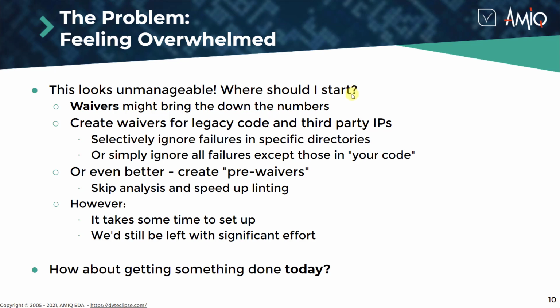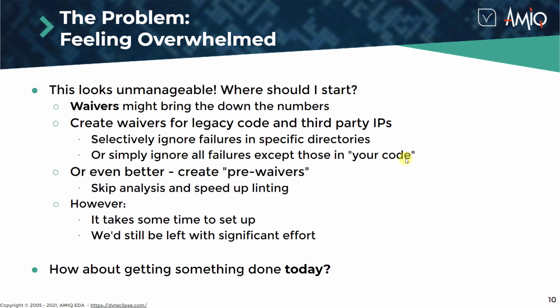If you think about it, this is also a problem of perception. Engineers work hard to meet tight deadlines, so having a tool that tells you you've got even more work to do can be quite depressing and frustrating. Well, waivers are one thing that comes to mind. At least for legacy code and third-party IPs, we could selectively ignore failures, or simply ignore everything else except our code, the actively developed parts of the project.